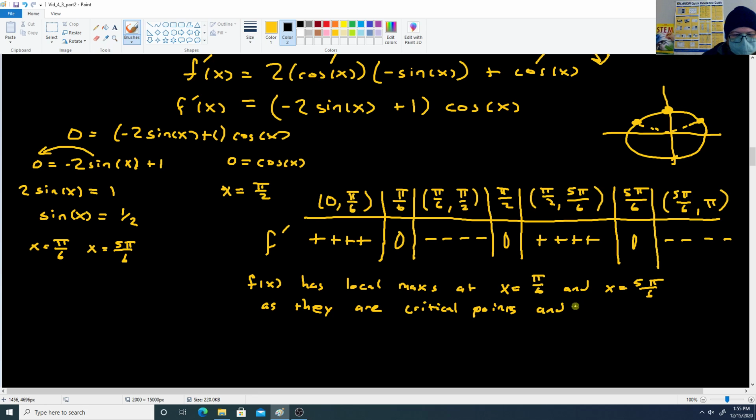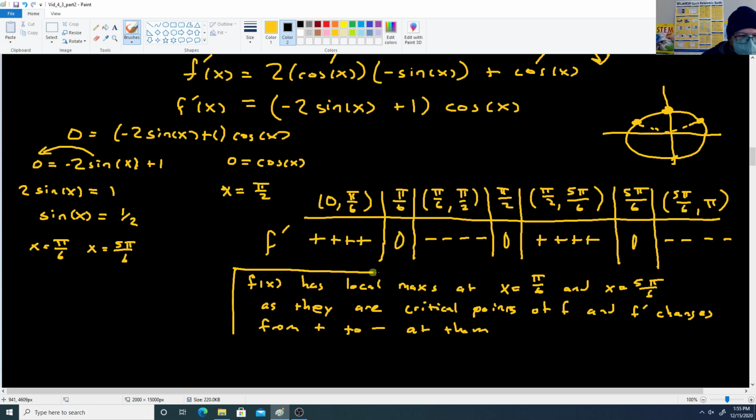And I guess we say of what? Critical points of f, and f prime changes from positive to negative at them. All right, so we got the local maxes taken care of.